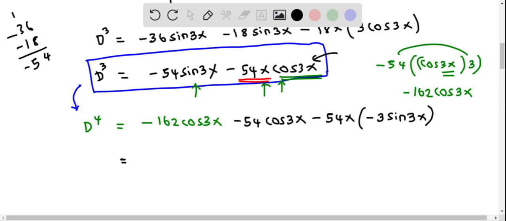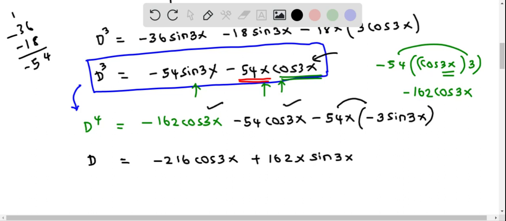Let's simplify this. So here we have negative 162 cos 3x and negative 54 cos 3x. When we add these two together, we get negative 216 cos 3x. And then we multiply this negative 54 times negative 3, and this equals 162. So it is a positive 162 x sine 3x. This is D4.